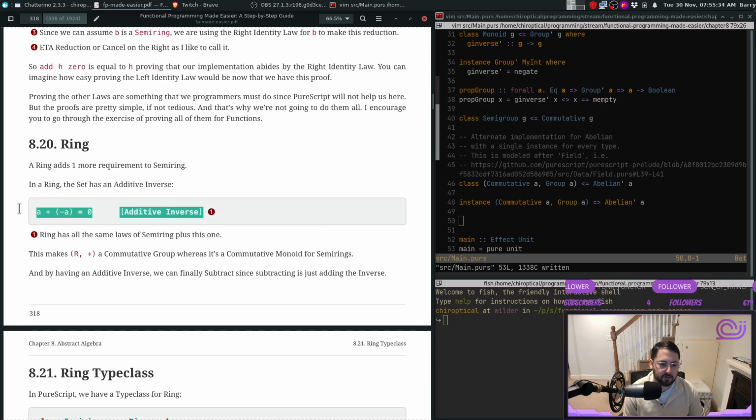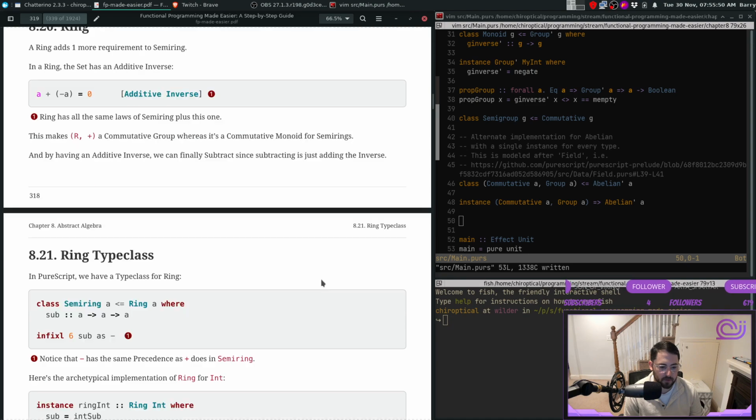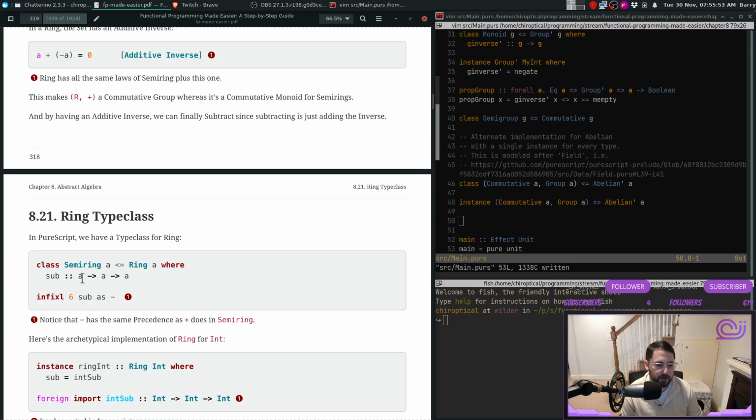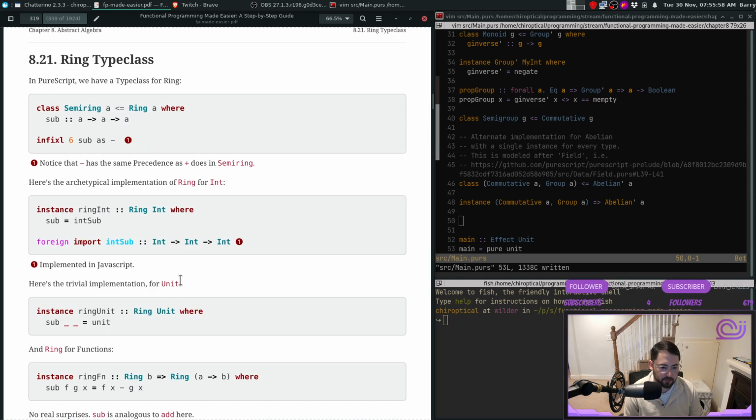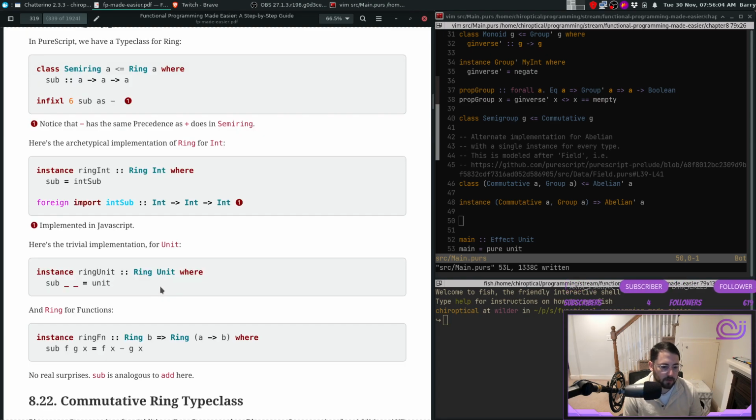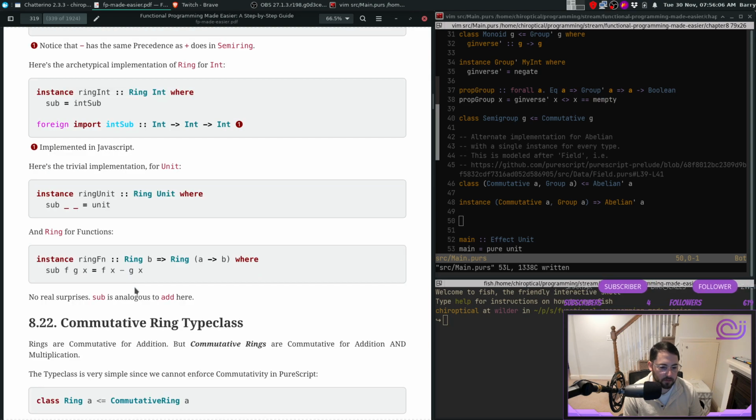So anyway, this is the commutative group. So a ring is a commutative group, and a semi-ring is a commutative monoid. Okay, so the ring adds this one thing. And for integers, we can just have int sub. For unit, it's just unit again. And then here's that thing for function, which is exactly the same as the addition and subtraction.